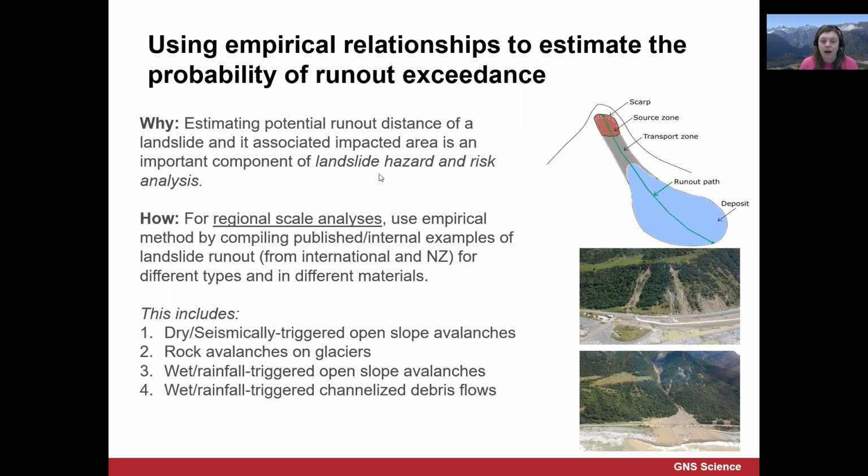So what we've done is we've compiled the different landslide types and different materials. We've compiled examples from published literature, both internationally and in New Zealand, as well as unpublished New Zealand examples. And we've created empirical data sets for four different landslide types: dry or seismically triggered open slope debris avalanches and rock avalanches, rock avalanches that travel out on glaciers versus on unglaciated terrain, wet or rainfall triggered open slope debris avalanches, and wet or rainfall triggered channelized debris flows.